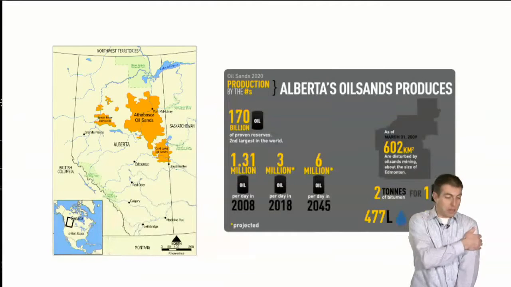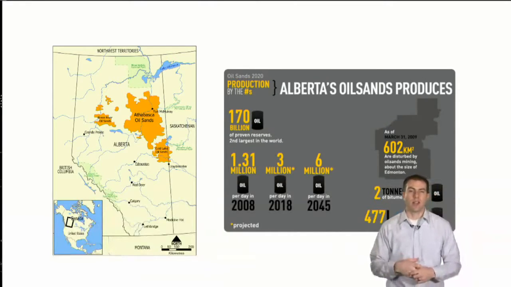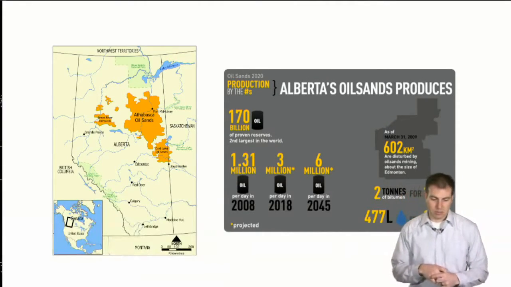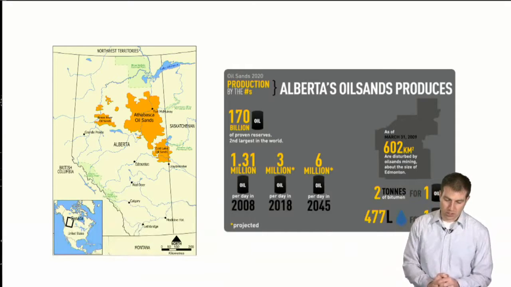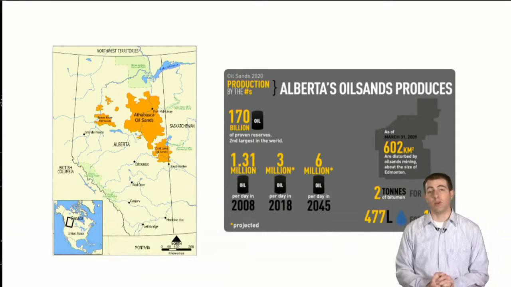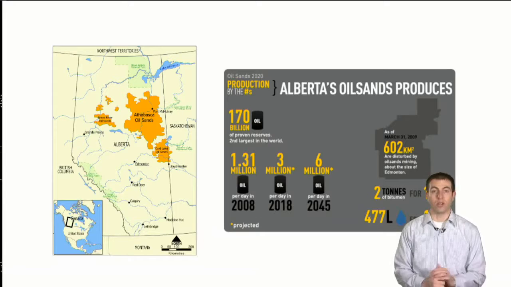So one of the main resources, and this one's kind of taken a turn for the worse, the price of oil has gone down a lot. So there's a lower demand, and Alberta oil is really expensive.